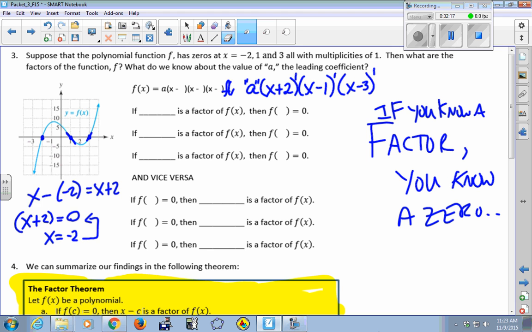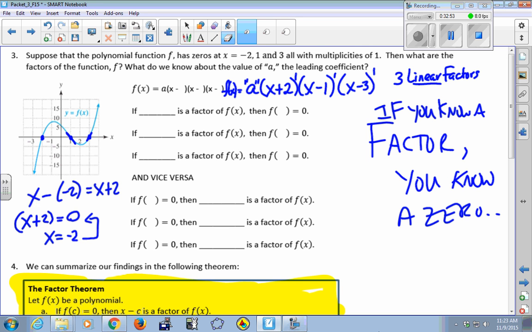So if I asked you for a possible equation for this particular graph, you would say, I know it's odd. My right hand is up, so my A is positive. You could tell me that. Notice you have 3 zeros, all with multiplicity 1. You have 3 linear factors. Why do I say 3 linear factors? Why do I use the word linear to describe those factors?